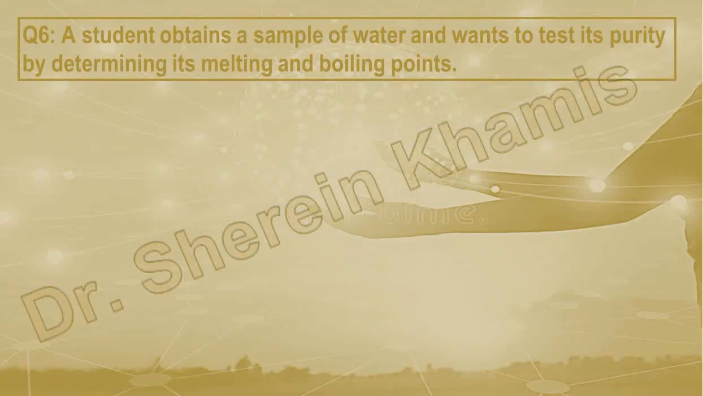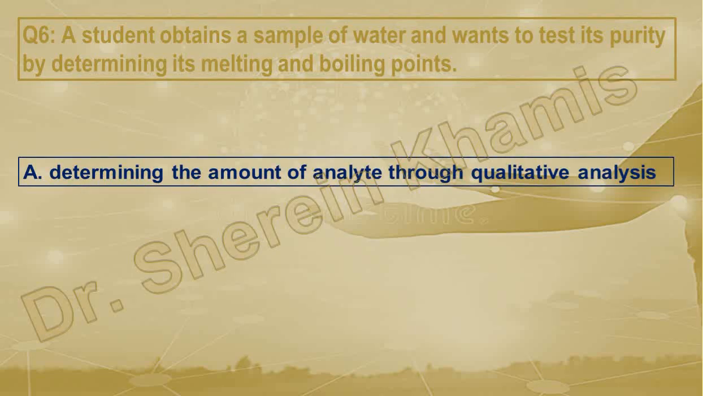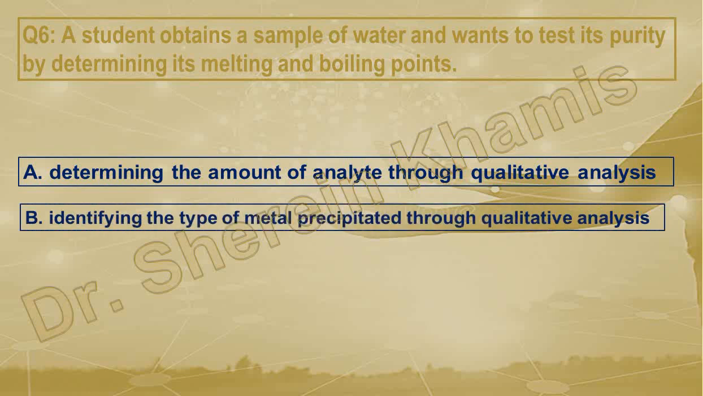Question number 7 says: a student obtains a sample of water and wants to test its purity by determining its melting and boiling point. So if we want to determine the purity, we have two choices, melting point or boiling point. So what will happen? A, determining the amount of analytes through a qualitative analysis. B, identifying the type of metal precipitated from qualitative analysis.